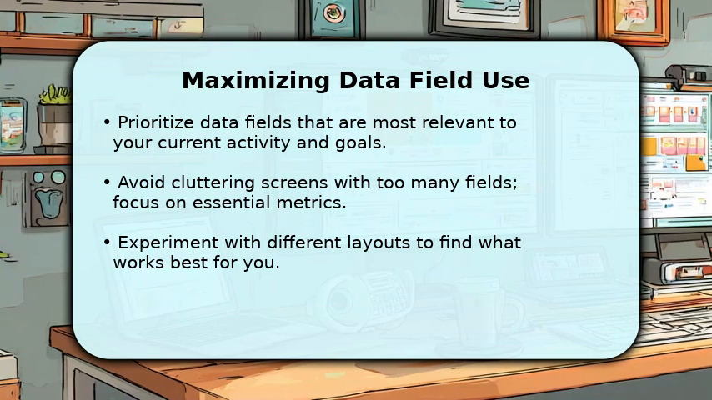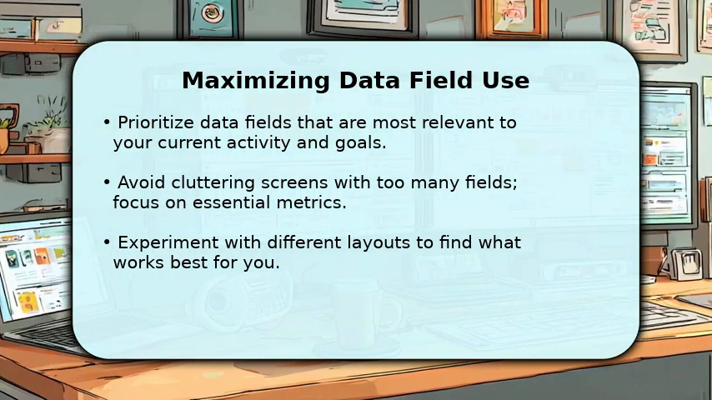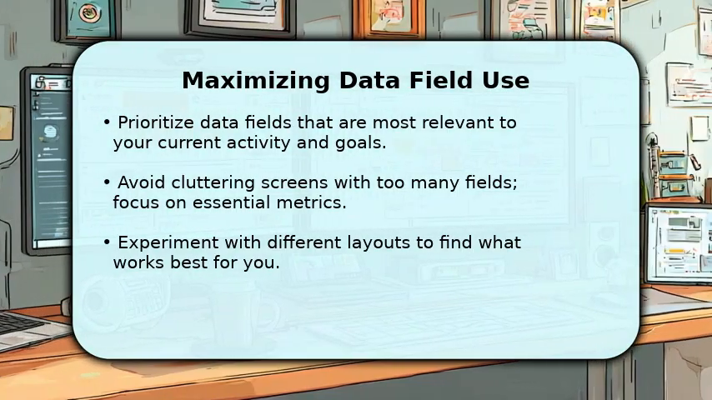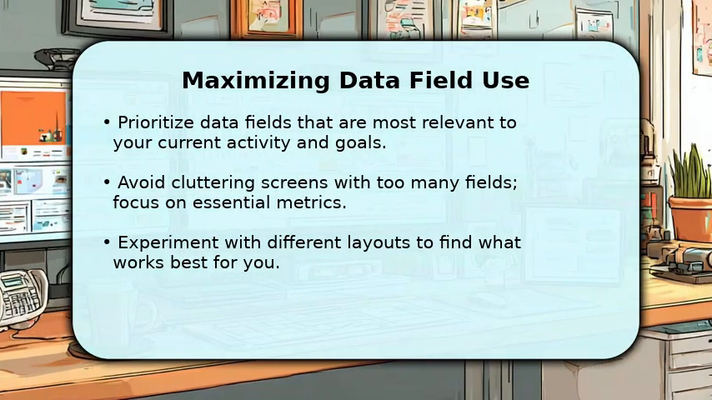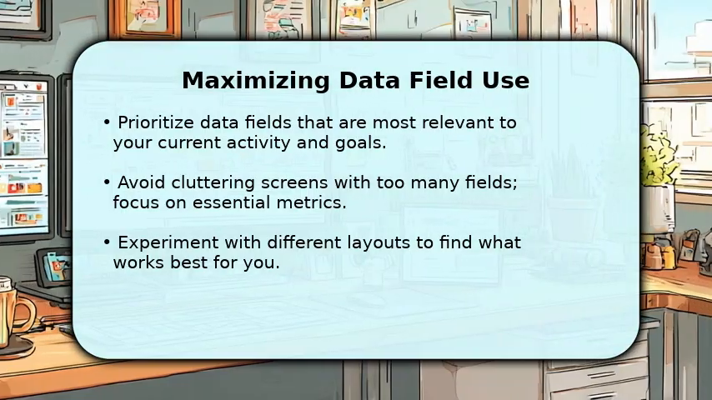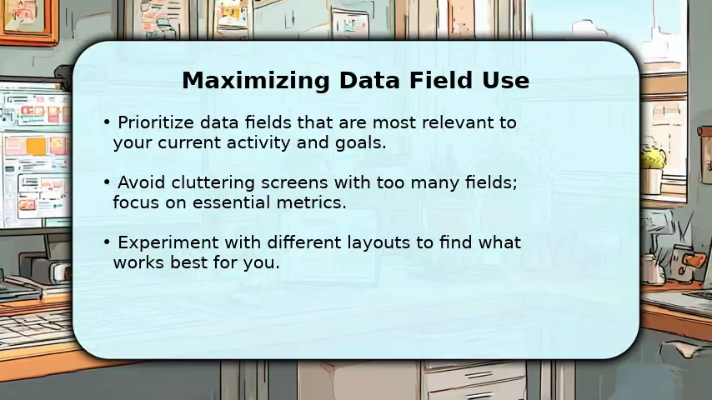To truly maximize your data field use, prioritize the metrics most relevant to your current activity and training goals. Avoid cluttering your screens with too many fields. Focusing on 3 to 5 essential metrics per screen often provides the best readability. Experiment with various layouts to discover what works best for your personal preferences. Regularly review and adjust your data field settings as your training evolves, ensuring they always support your performance.